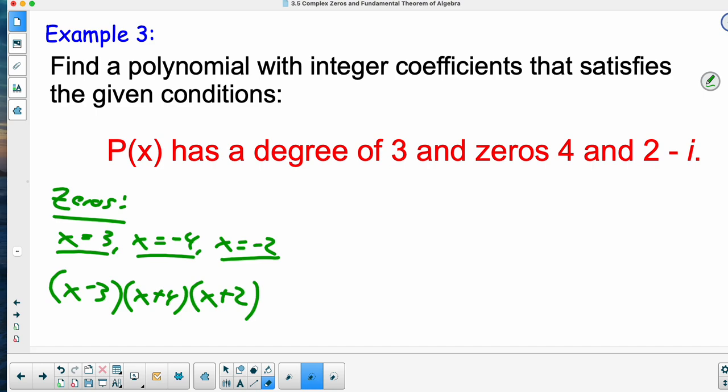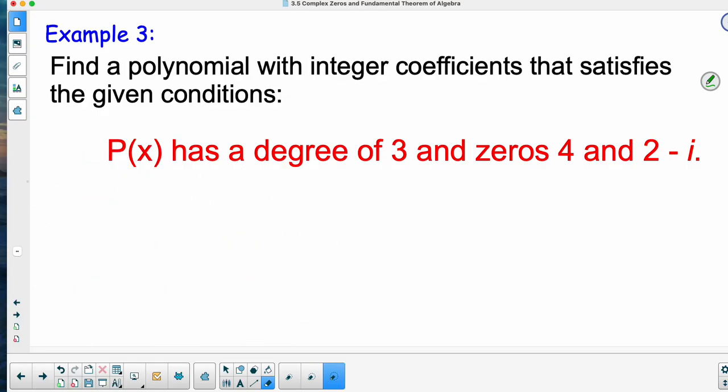This is the same question. The only difference now is, as I read this, I want to make a polynomial that has a degree of 3. But these are my answers. Look at this carefully. I have one zero is 4. Another zero is 2 minus i. What are we missing? How many zeros should I have if I want a degree of 3? 3. How many are they giving me? 2. Why?